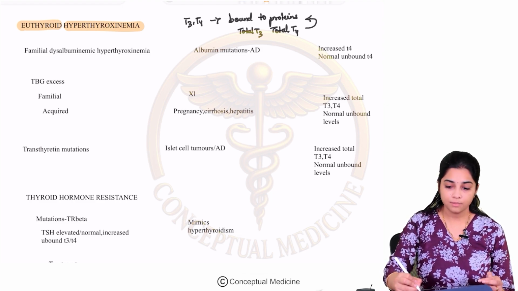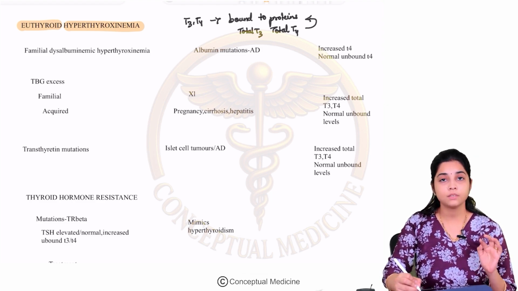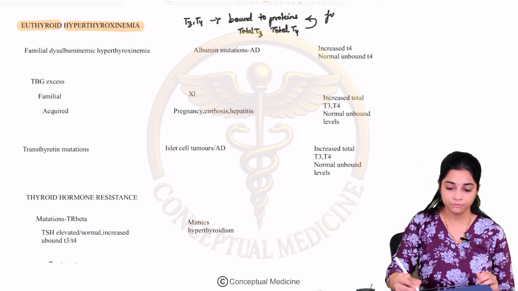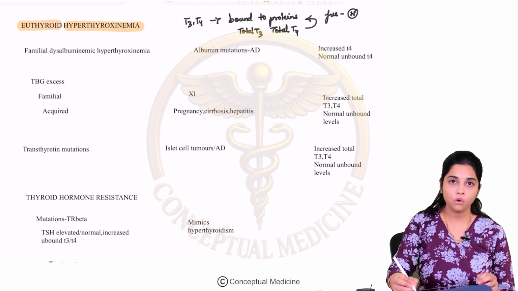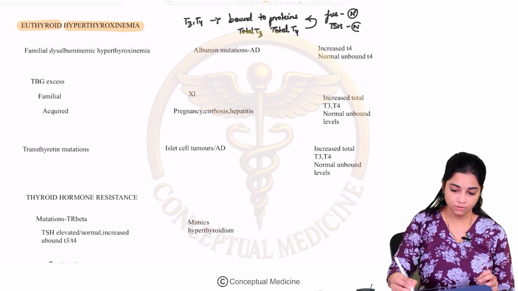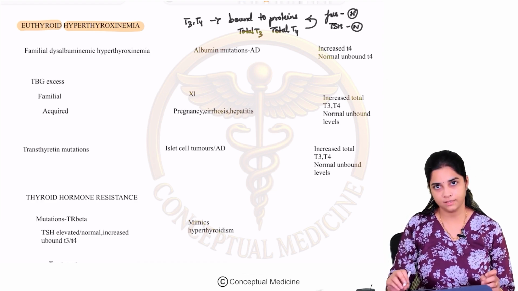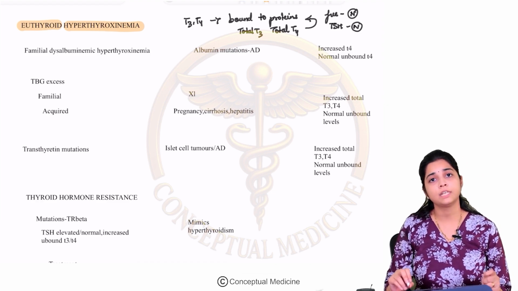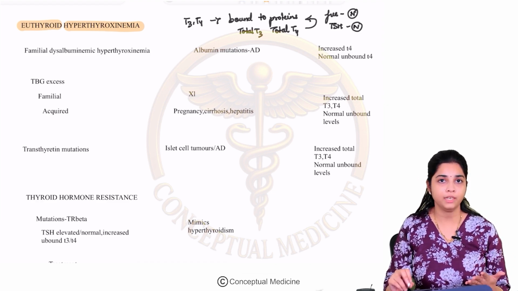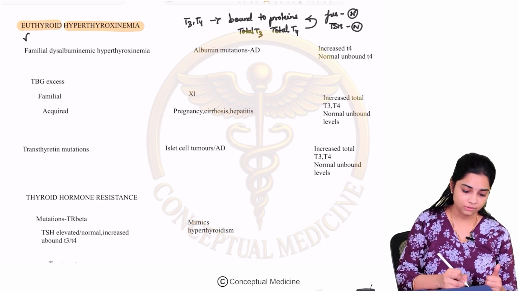So, this results in an alteration in your total T3, T4 levels, but the free or unbound T3, T4 will be normal, right? And what about the TSH? The TSH will also be normal. Free levels will be normal. So, what are the conditions where these proteins are affected? This is what we are going to look at.